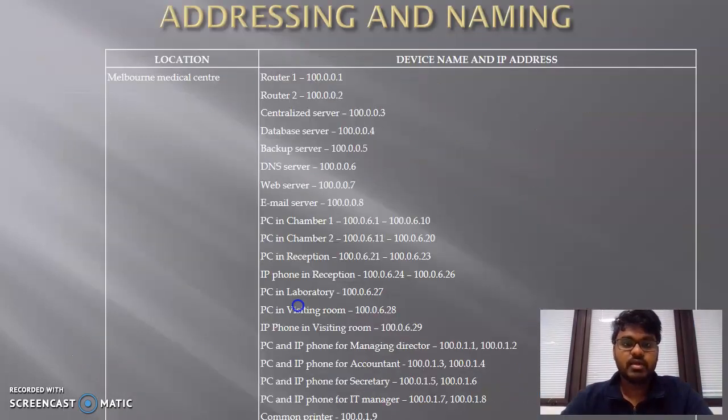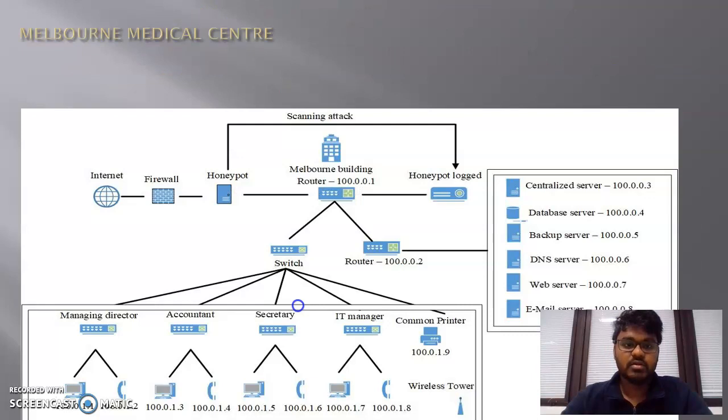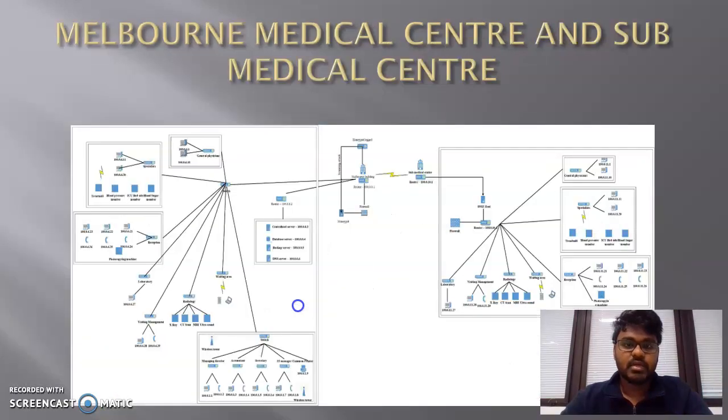In addressing and naming, each and every router and server used is given an individual IP address in order to provide effective access to the data and prevent unauthorized access. So this is the whole network. This is the Melbourne Medical Center diagram explaining in detail the assessment criteria. And this is the overall network diagram satisfying assessment criteria 1.